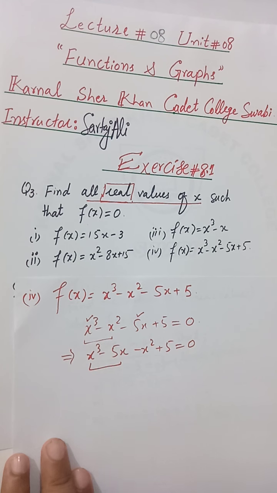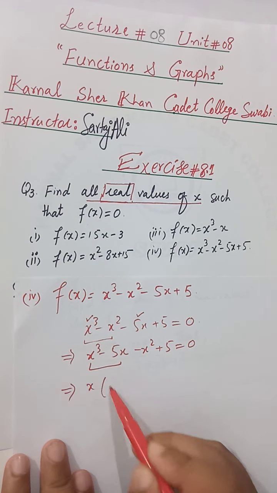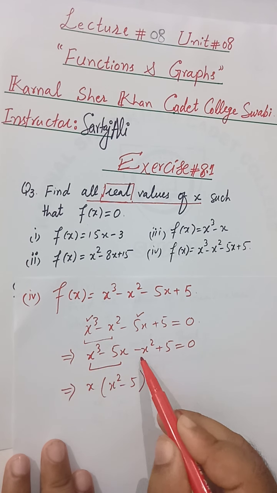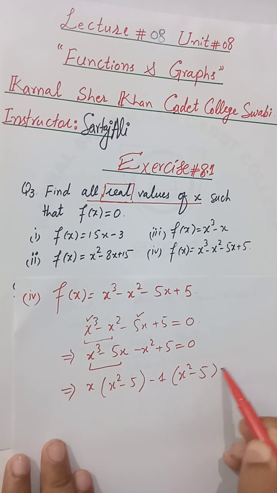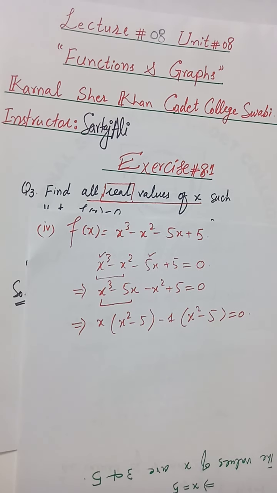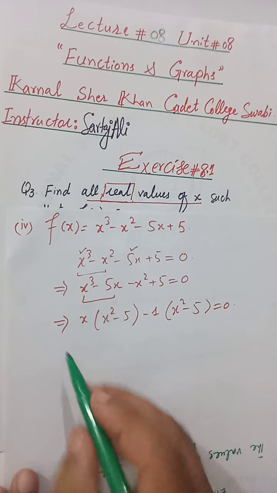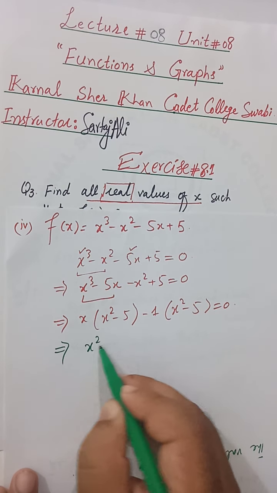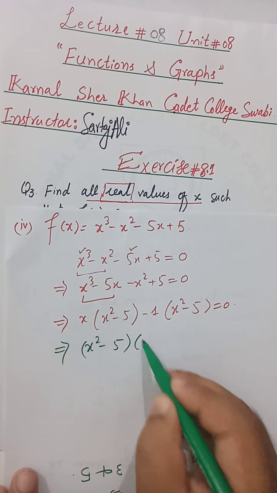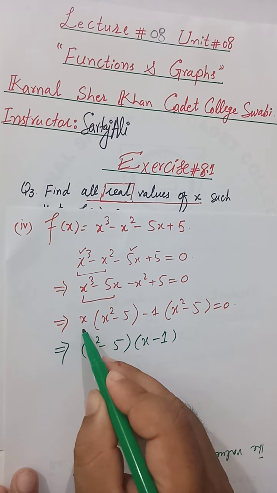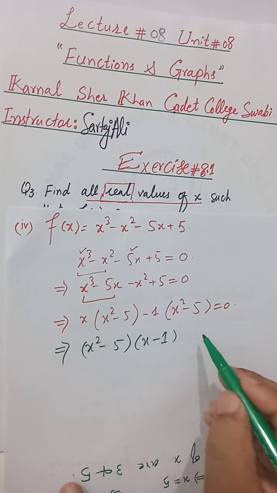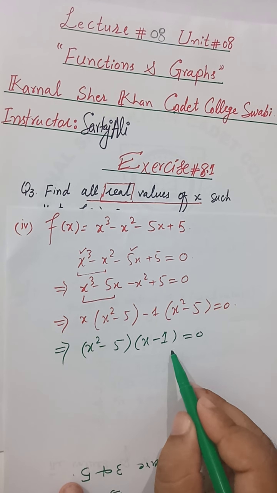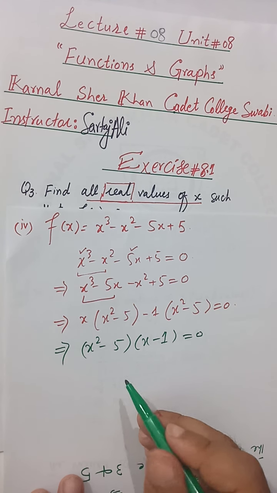So taking x common from these two terms, we are left with x square minus 5, and taking minus 1 common from the other two, we get x square minus 5 equal to 0. You clearly see it. Now x square minus 5 is common, and you will remain with x minus 1, equal to 0. So the product of two things is equal to 0, which means that at least one of them is equal to 0.